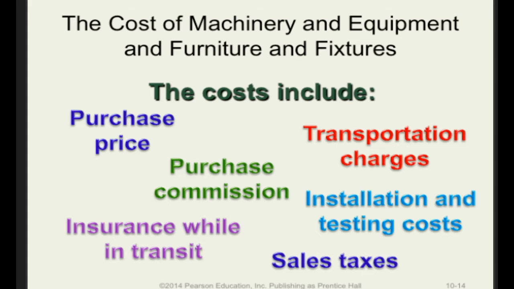The cost of machinery and equipment and furniture and fixtures includes the purchase price, any purchase commission, transportation costs necessary to get the equipment to the site where it will be used, installation and testing costs once the equipment is on site, insurance on the equipment while it is in transit, and any sales taxes on the purchase of the equipment.